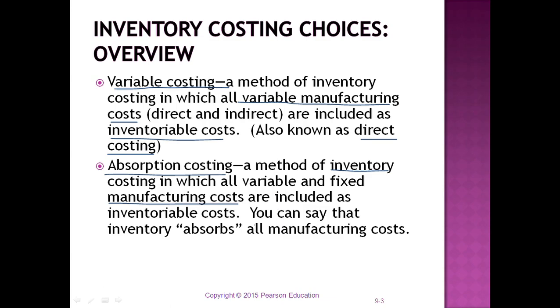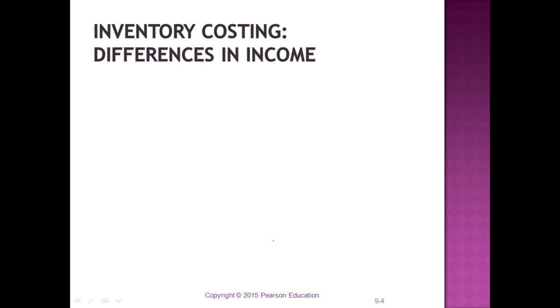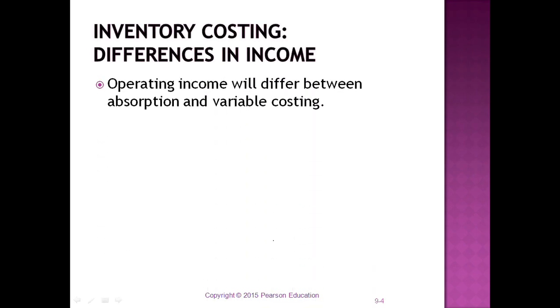So we can say that the inventory absorbs only the manufacturing cost under absorption costing, while under variable costing, the inventory absorbs all variable cost, whether manufacturing or non-manufacturing. To explain this further, we'll go to the next slide, but here there is also another concept called throughput costing, which I'm going to discuss a little bit later. So let's go on and talk about the inventory costing method.